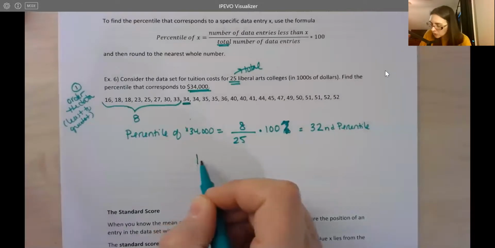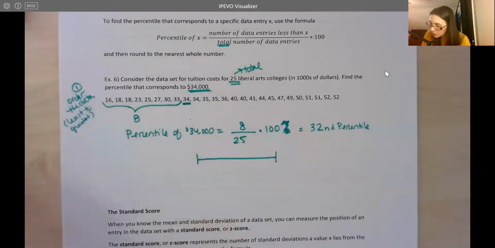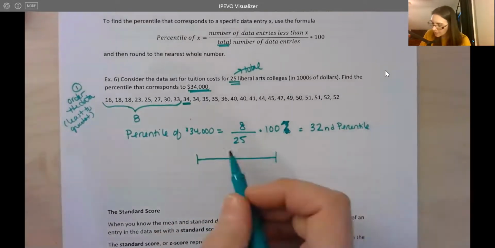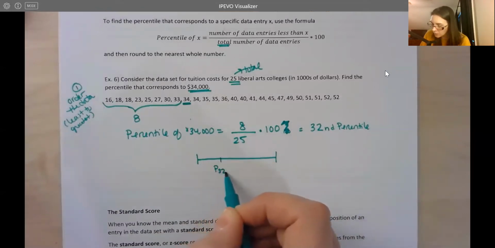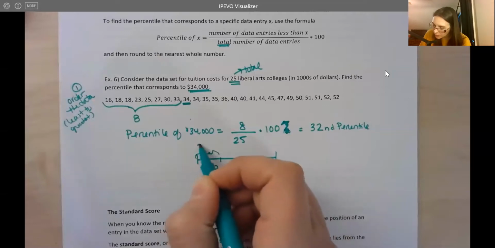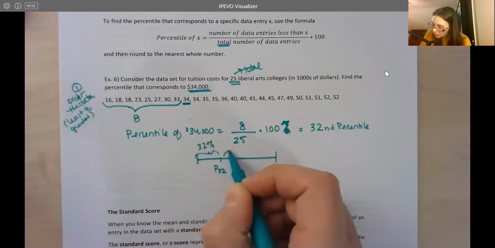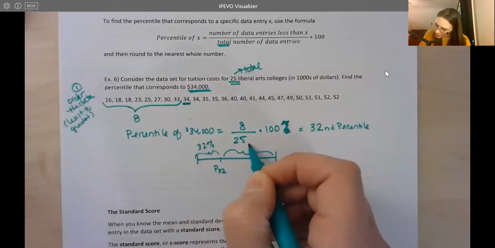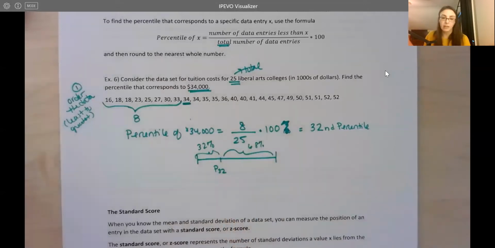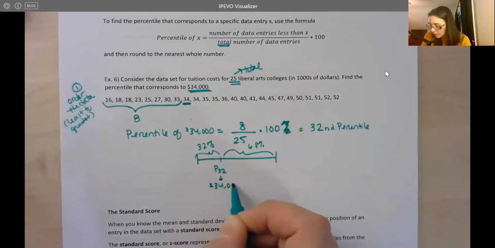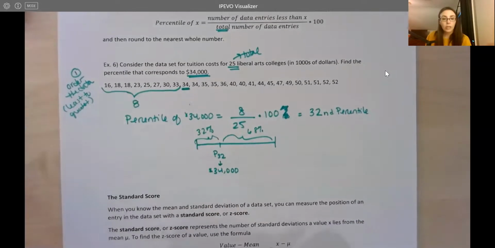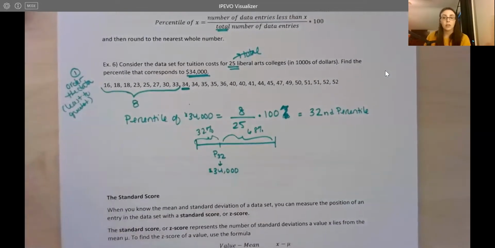So again, I like to just draw little pictures here. I just think it helps so much. So this is the 32nd percentile. So 50% is about the middle. So maybe it's like right here, right? Percentile for 32. So you have about 32% below. And then let's see, I'm going to have about 68% above to get the 100. And this value is $34,000. So only about 32% of the schools had costs that were lower than $34,000.